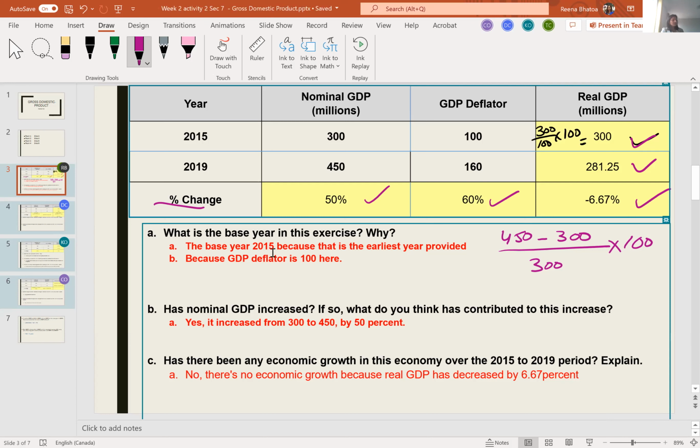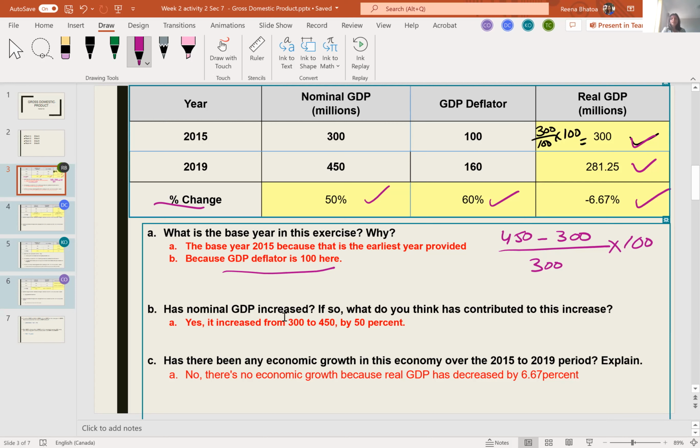Okay. So after calculation of all these, the answers: what is the base year? Base year is 2015 because GDP deflator is 100 here. I did not mention it earlier, so I'm saying it again here. When in the given data you see the GDP deflator or price level is 100, that year is the base year. Other than that, there will be either inflation, meaning greater than 100, or deflation, meaning less than 100 price level. Only on base year it is 100.